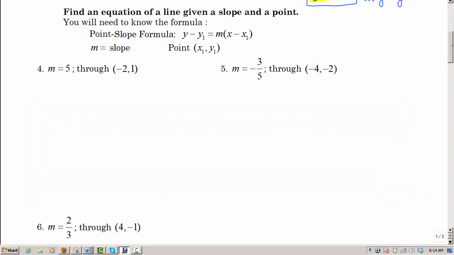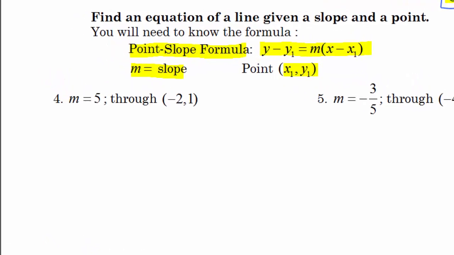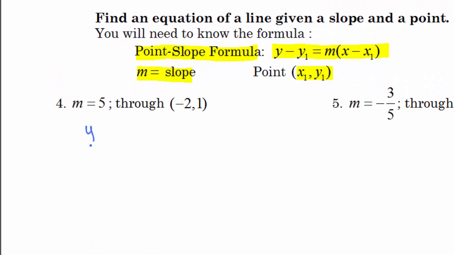Now the next few are a little bit harder, and we need to know another formula. You need to know what's called the point slope formula. y minus y1 equals m times x minus x1. Now that y1 and x1, that's just a particular point. They're just using subscripts. It's like Alice and Bob, just giving them names. And of course, m is still our slope. So we're going to start by writing out the formula every time.